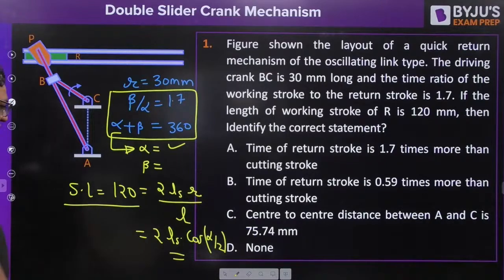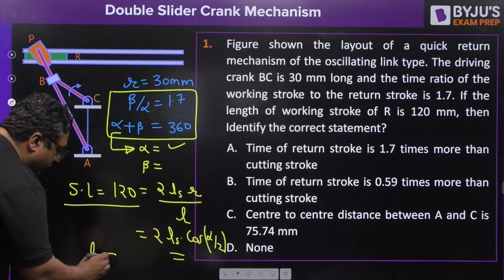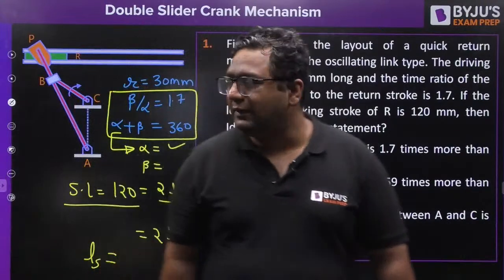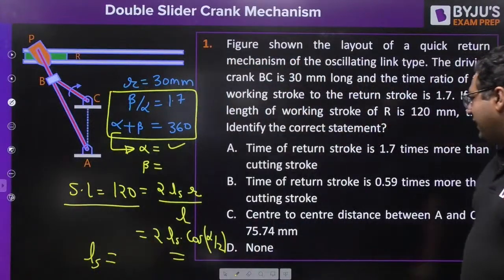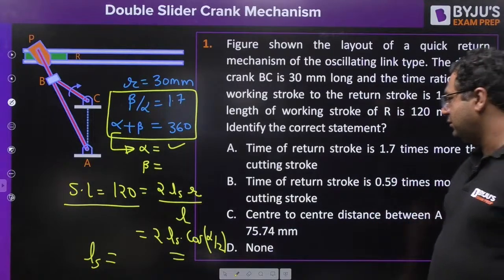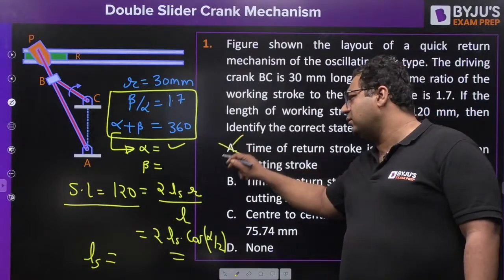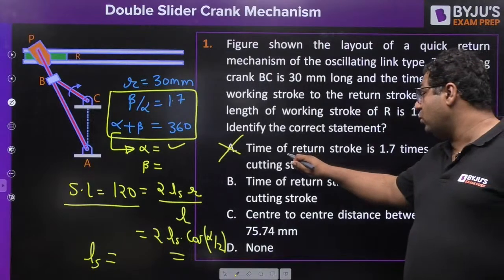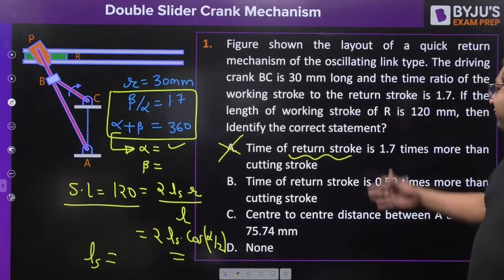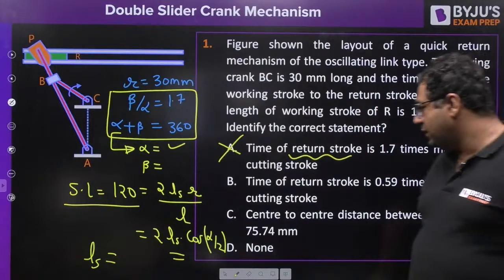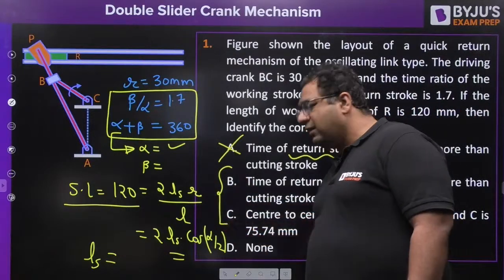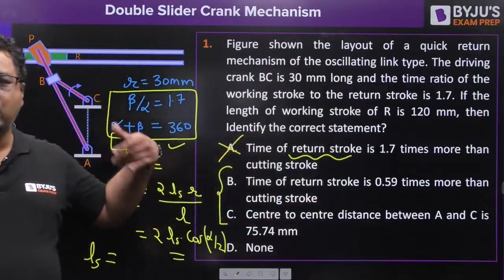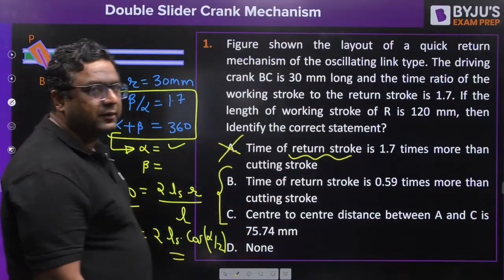Harshada is saying B. Can you tell me what you are getting ls from here? I want ls value also. Try to check. You may get B and C as correct. This cannot be correct because quick return ratio is always more than 1. So return stroke is faster. So time for return stroke is always lesser. So from B and C, how many are correct you need to check. Whether both B and C, only B or only C, you need to check and tell me.